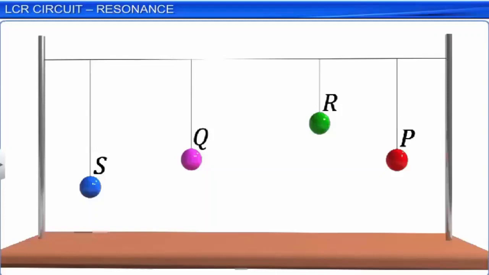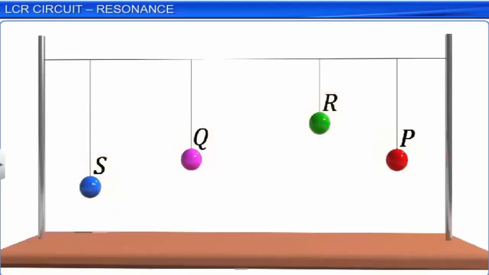Consider 4 pendulums P, Q, R, and S suspended from a rigid support as shown. The lengths of the pendulums P and Q are equal. The lengths of the other 2 pendulums R and S are different from that of P and Q.